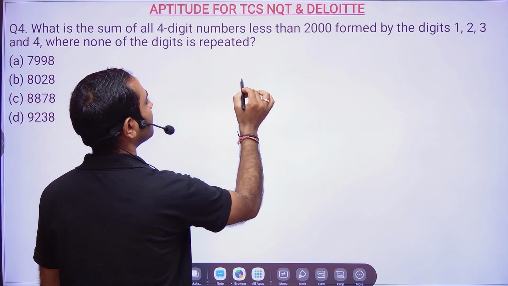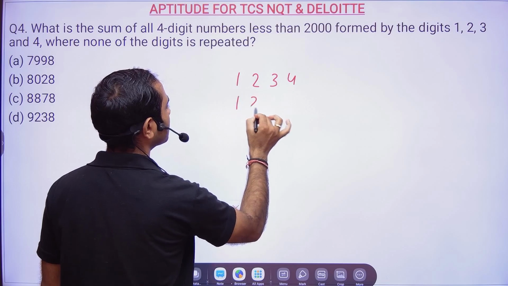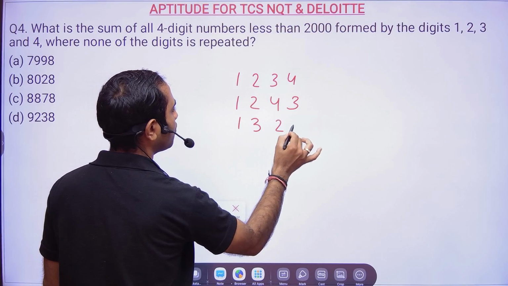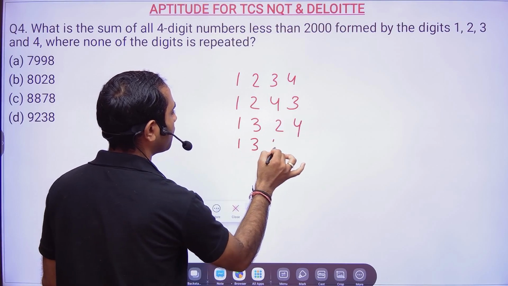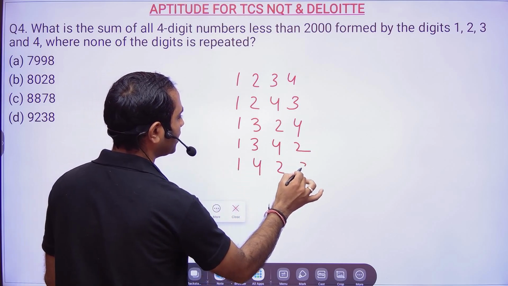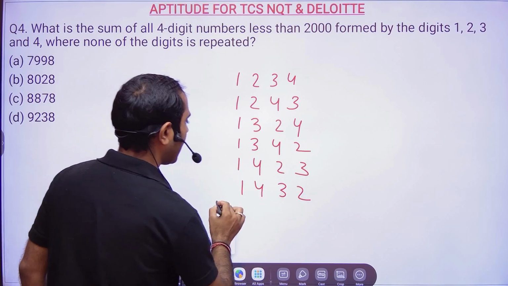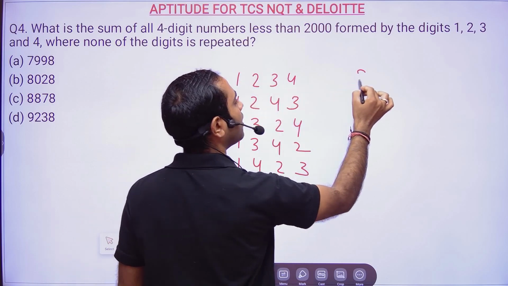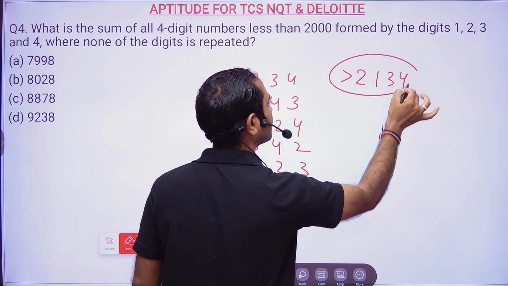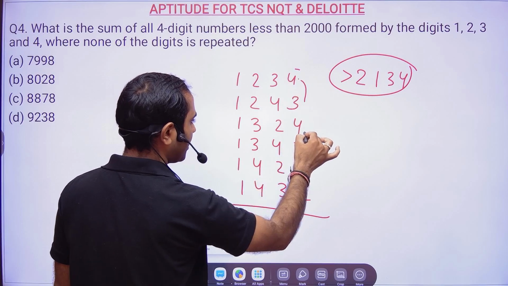So let us start with 1. My first numbers will be 1 2 3 4, and then 1 2 4 3. Then my second numbers 1 3 4 2. Then another two numbers 1 4 2 3 and 1 4 3 2. I cannot have 2 at the unit place. The reason is it will become more than 2000. Clear? Okay.